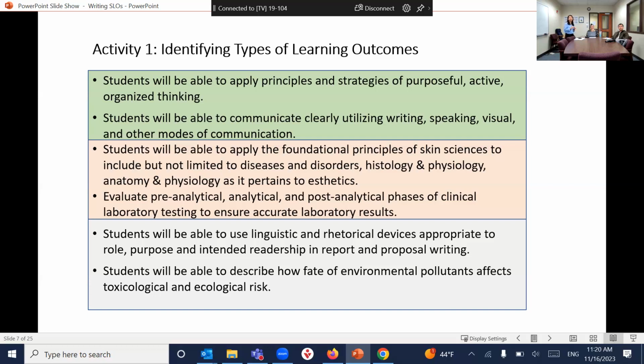And third is students will be able to apply the fundamental principles of skin sciences to include, but not limited to, disease and disorders, histology. I'm reading these ones. I think the red box is course learning outcomes. Read all of them first.